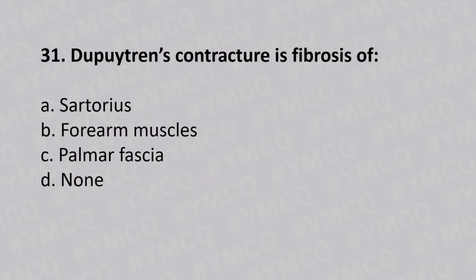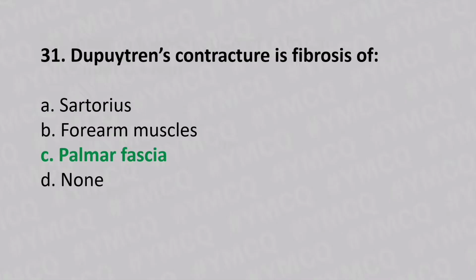Moving to our 31st question. Dupuytren's contracture is the fibrosis of option A, sartorius, option B, forearm muscle, option C, plantar fascia, option D, none. And the answer is option C, plantar fascia.